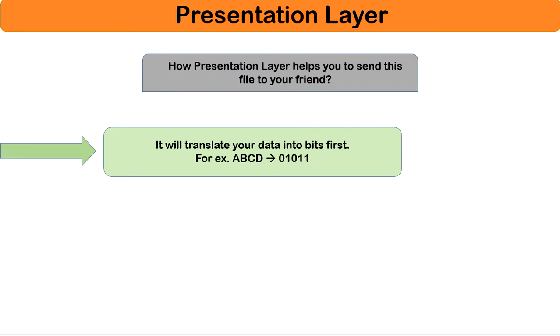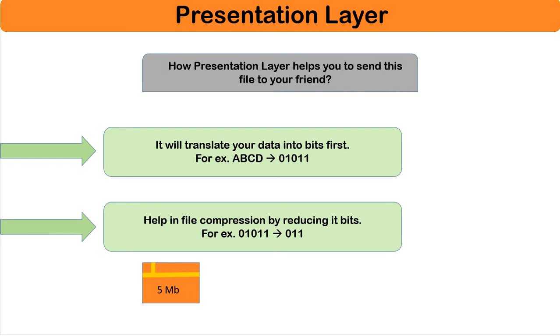If you have a 5 MB photo and a 1 MB photo, which photo will be sent first? The 1 MB photo, because it will consume less data, and the 5 MB will consume more data and more time. So in the presentation layer, we are compressing the data so that it can be sent easily to the user and no information is misplaced. It helps in compression by reducing bits. We had a 5 MB file to send to our friend, and now it becomes a 2 MB file after the presentation layer.